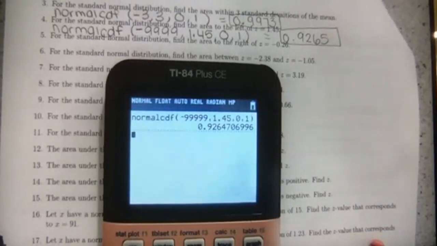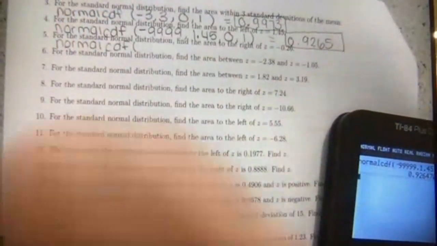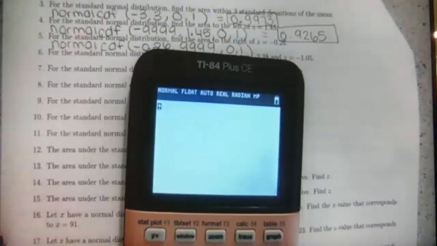Number 5 says for the standard normal distribution, find the area to the right of z equaling -0.26. So again, normal CDF. To the right, so that means the right tail. So that means my lower limit's going to be -0.26. My upper limit's going to be +infinity, so 99999. My mean is 0 and my standard deviation's 1. Again, if you need to draw your graph to figure out your lower and your upper limits, you do you.